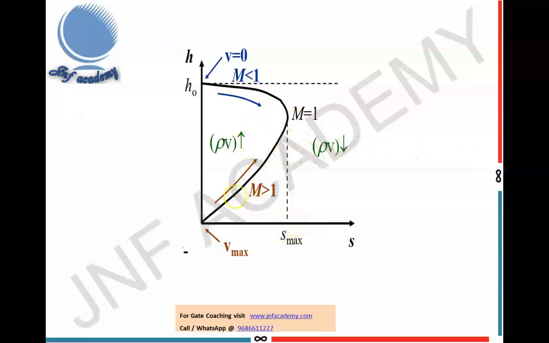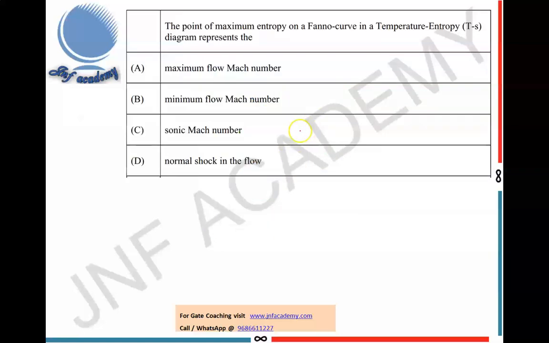So this is the TS diagram or HS diagram of the Fanno flow, where if it starts from a supersonic flow, it will decelerate, the friction will decelerate, and by the time it reaches the maximum entropy, it will attain the sonic Mach number. If it starts from subsonic flow from here, it will accelerate, and by the time it reaches the maximum Mach number, that's the point it will get the maximum entropy. So at the point of maximum entropy, your Mach number will be 1. So basically the sonic condition Mach number will be reached. So that way, if you see, option C is the right answer.